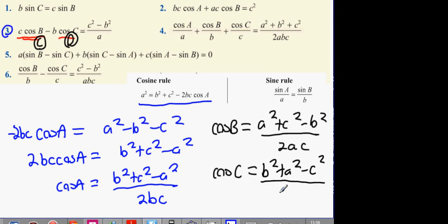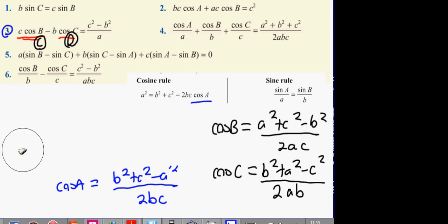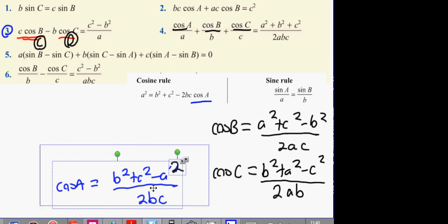And then all over 2. It's going to be 2BA or 2AB. Okay? Alright guys, now that we've done that, I have all 3 of them here ready to go. See all 3 of them? So, I've isolated cos A, cos B and cos C all on their own. Okay? Now that I've done that, I'm now going to alter them.